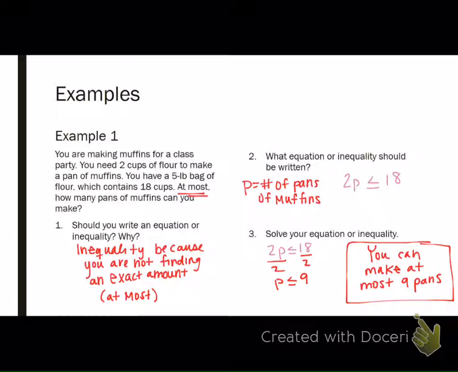Now, notice the words I used here. I used the words at most. You need to make sure you don't say you can make 9 pans, because it's not asking for an exact amount, right? It's saying that amount or less. So by saying at most, it's saying it could be 9, it could be 8, it could be 7, okay? So just make sure you're realizing your wording there. So look at that and see what questions you have so far.